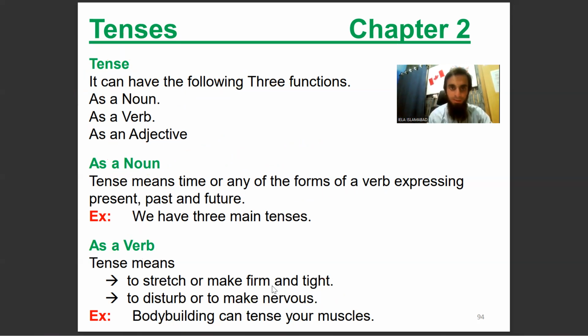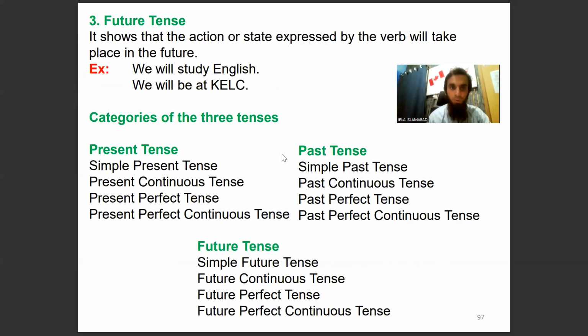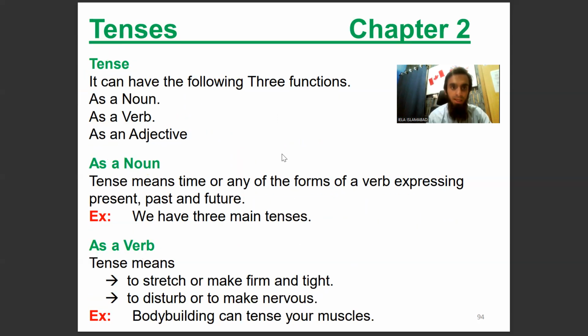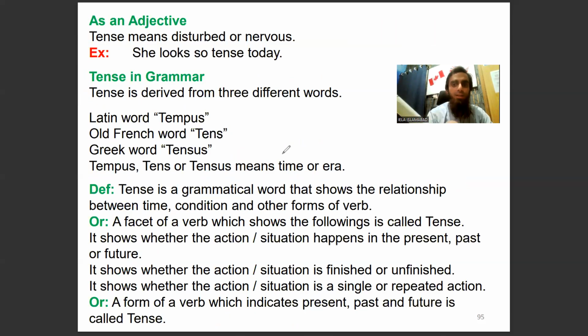Next, if we use the same word tense as an adjective, then what does it mean? As an adjective, it means to be disturbed or nervous. She looks so tense today. What does it mean? She's in tension, she's in a problem, right? Now, our main concern is what it means in grammar.